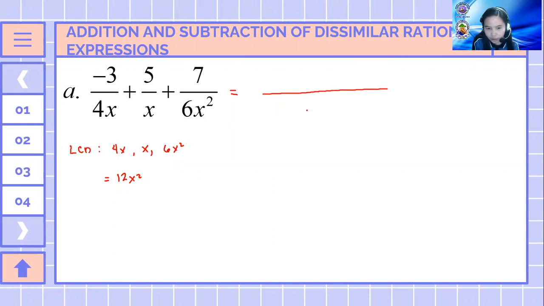So we have now 12x squared. Now we have to find the first term. It is the same process as with simple fractions. So let's have the solution here. You have to divide and then multiply. For the first term, 12x squared divided by 4x is equal to 3x, times the numerator negative 3. That's why the answer is negative 9x. So we will write negative 9x.